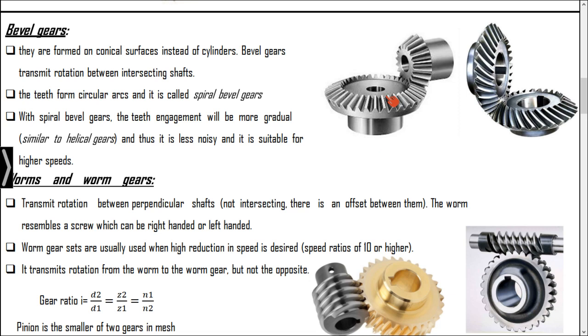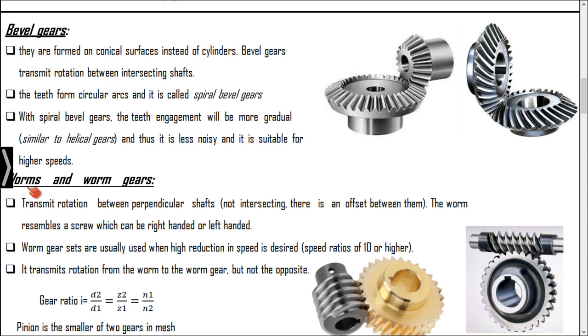Usually the teeth of bevel gears are straight, like in the figure, but we can have spiral type gears. They are called spiral bevel gears. This spiral type of bevel gear helps in the gradual engagement and disengagement of the system, similar to the helical gear, and thereby it reduces the sound, and also it can transmit more speed. So that is where we are going to use the bevel gears.